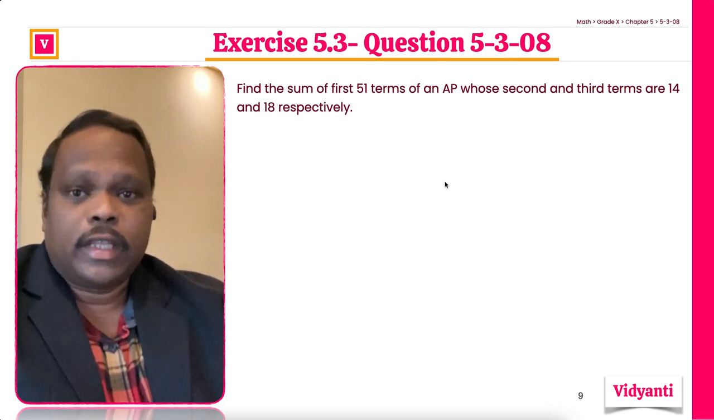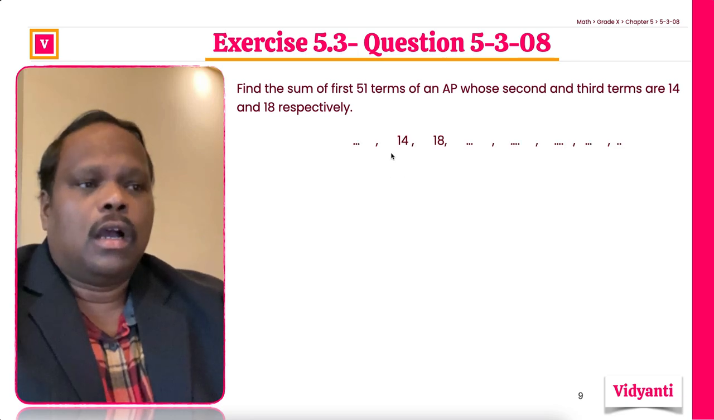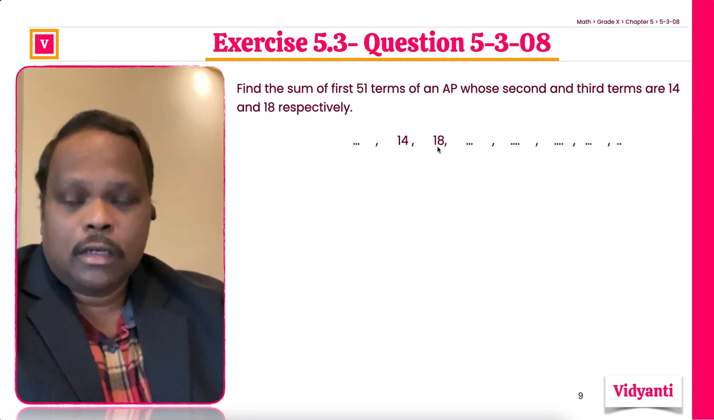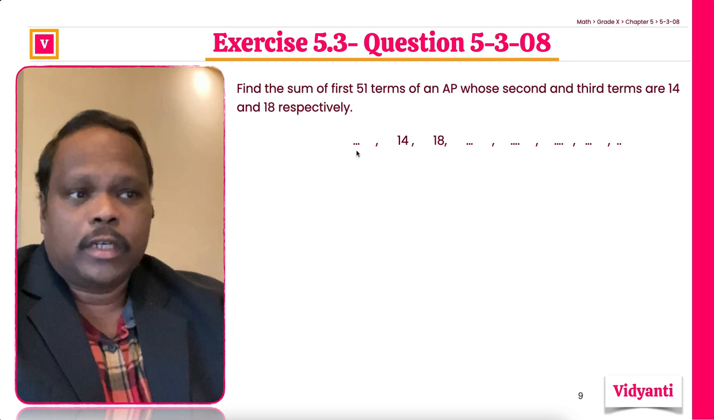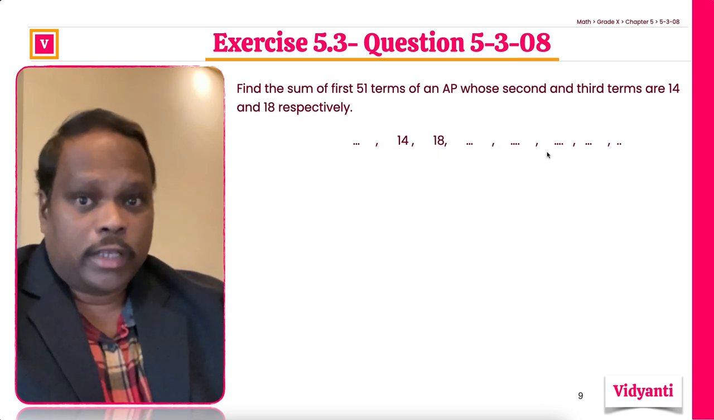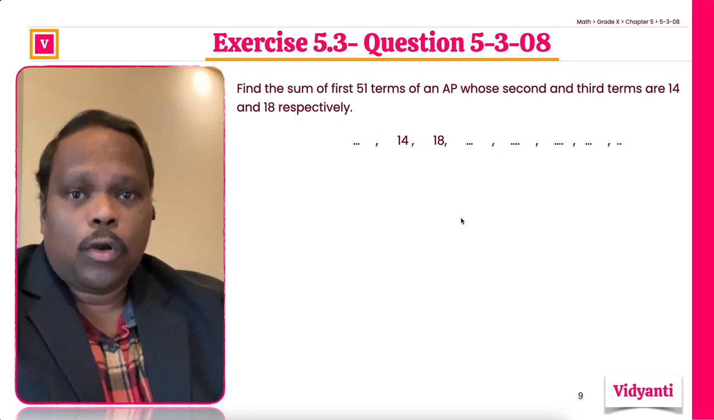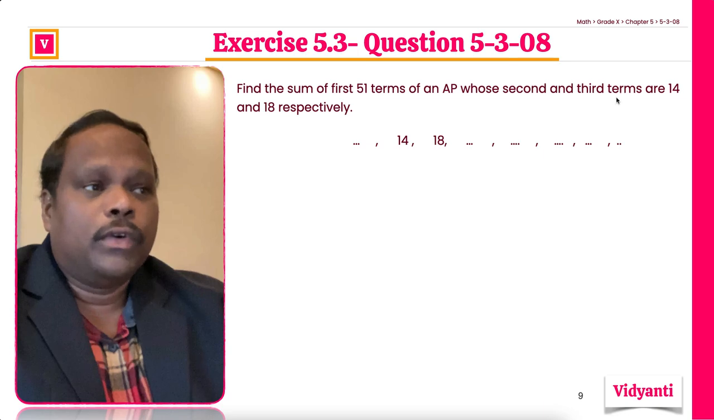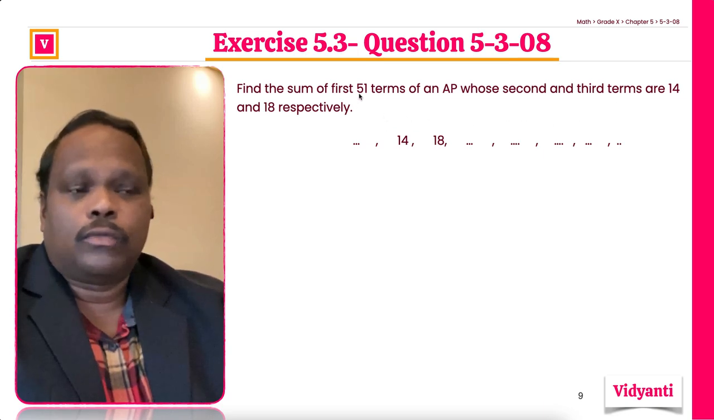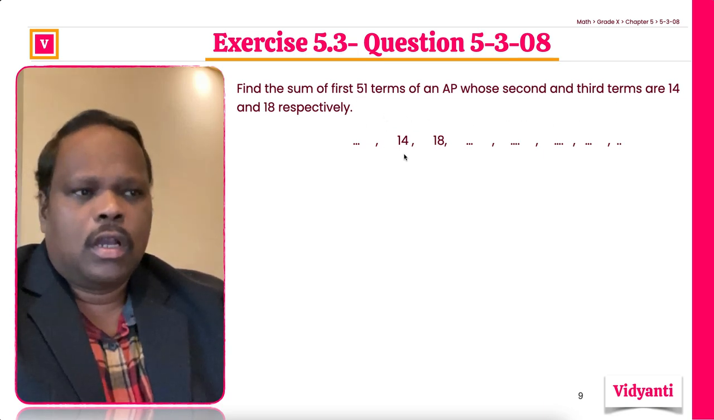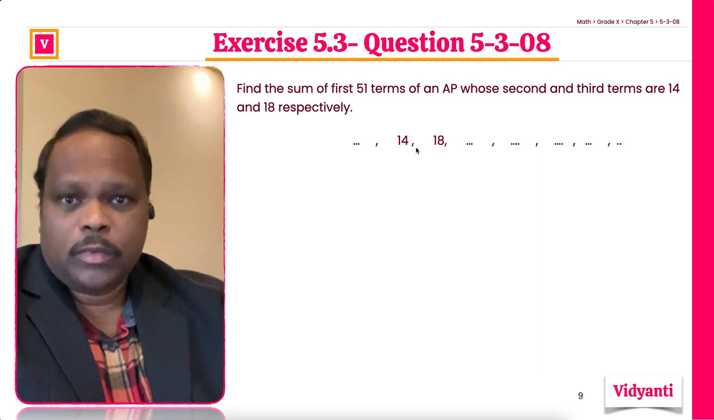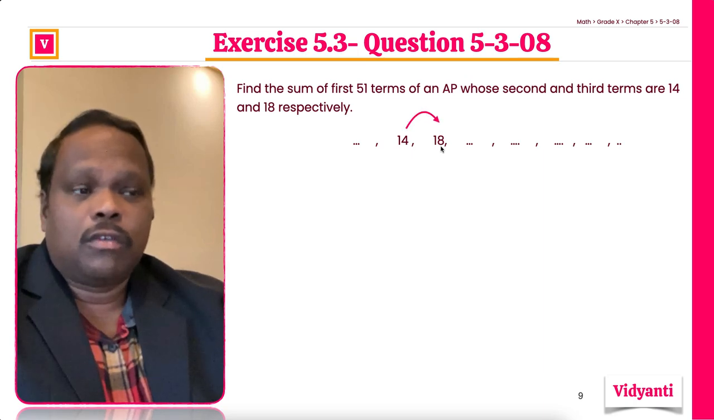I'm going to represent that arithmetic progression. The second and the third terms are 14 and 18 respectively. We do not know the first term, and we obviously do not know the next terms as of right now. We are supposed to calculate the overall total sum of the first 51 terms. Now we notice that these are consecutive terms and the difference between them is just 4.